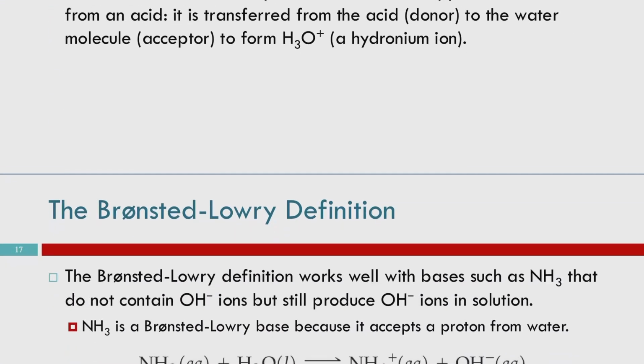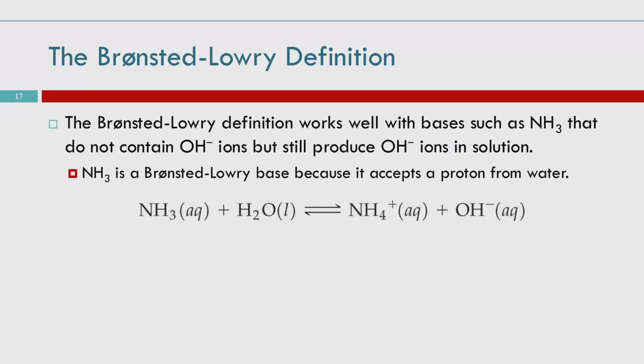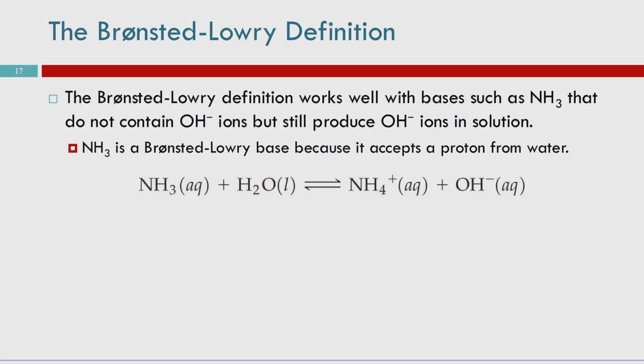It also works well for some bases that don't contain OH minus ions. So ammonia, which was on that bottom entry of our table, I believe, that we kind of breezed past. Ammonia acts as a base. You can see from the formula, there's no OHs there. There's plenty of hydrogens, but we don't have any oxygens. So it can't produce OH minus ions or hydroxide ions in solution.